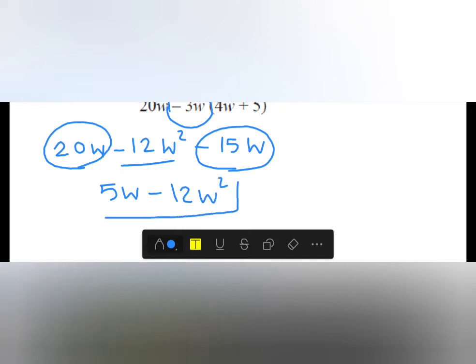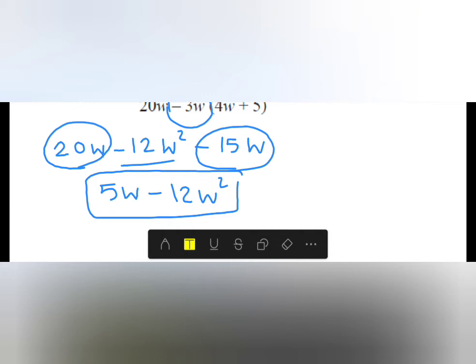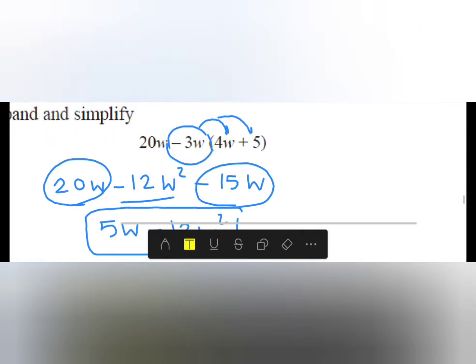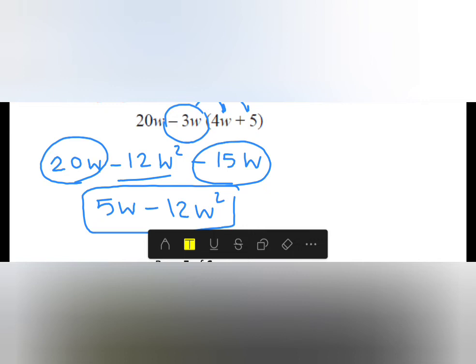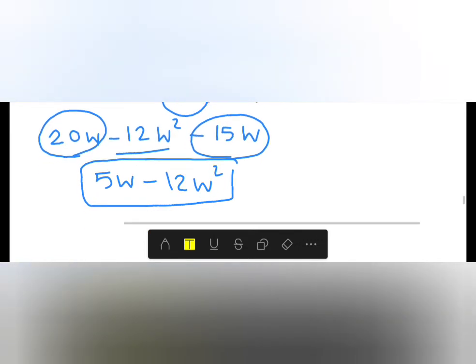And this is the final answer for simplifying a question like this. So we expanded first, and then we simplified by writing the whole expression. And at the end, we have no like terms, so we can't work them together. Very good. Now, let's move on to the next question.